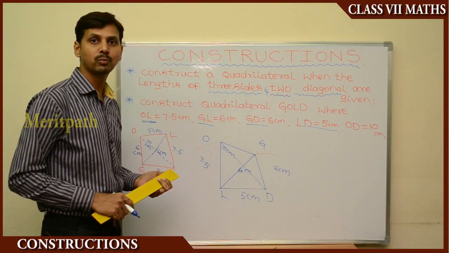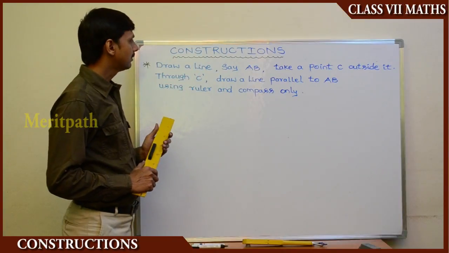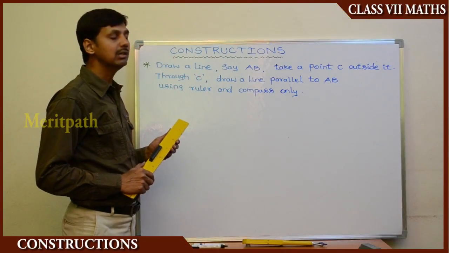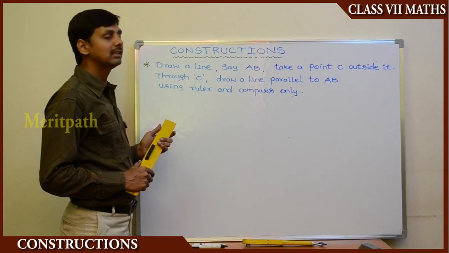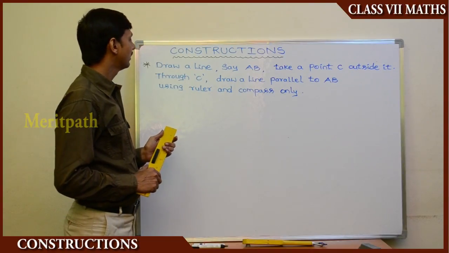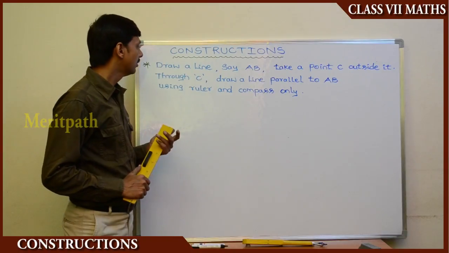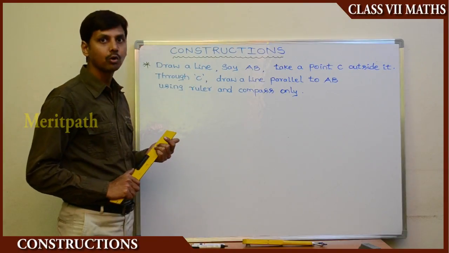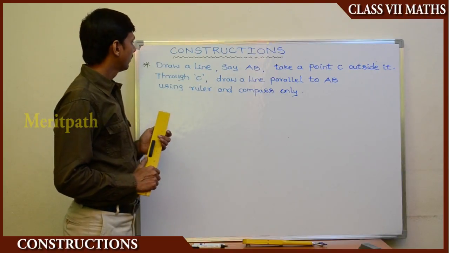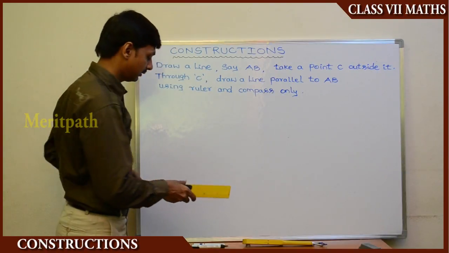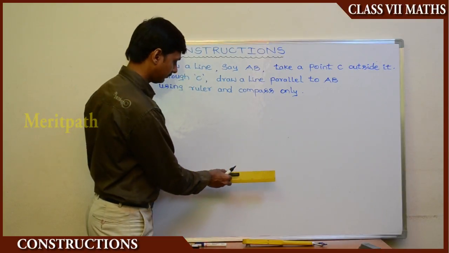So let's go to the next one. Draw a line, say AB, take a point C outside it. Through C, draw a line parallel to AB. And this we need to do using the ruler and compass only. We should not use the protractor. So first we need to draw a line. Let's draw a line.